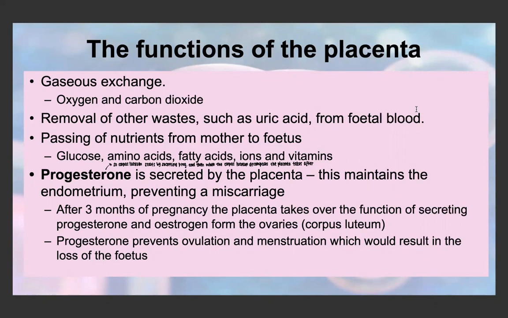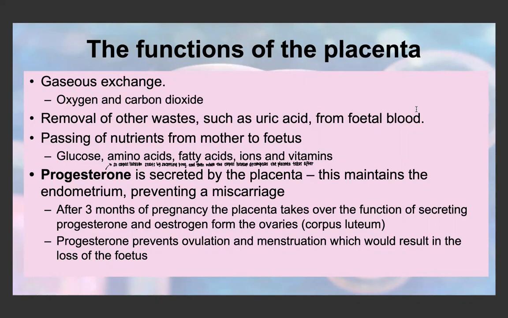So we saw when we were looking at the menstrual cycle that progesterone was secreted by the corpus luteum during the menstrual cycle, and if fertilization didn't occur and so implantation didn't occur, we saw that the corpus luteum degenerated. So there was no progesterone left to promote the development of the endometrium. That's why you lose your endometrium during menstruation.